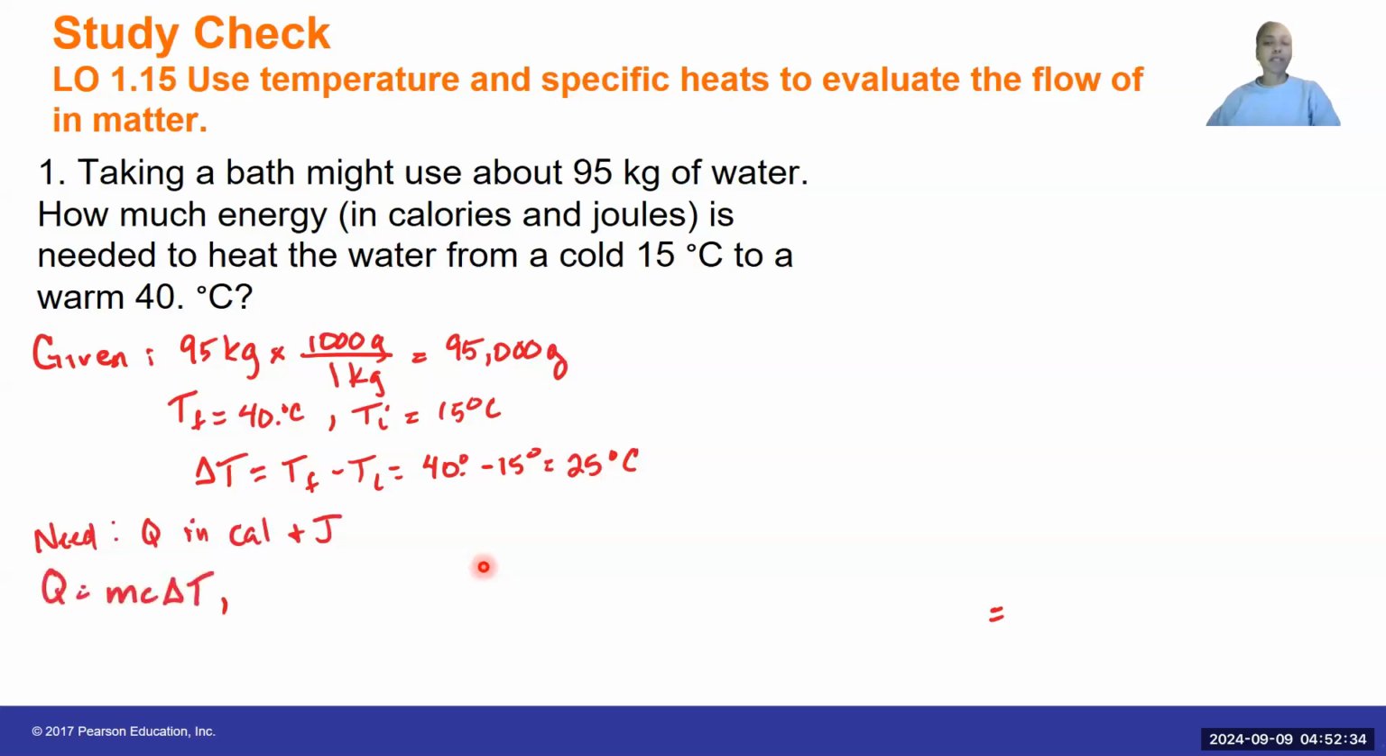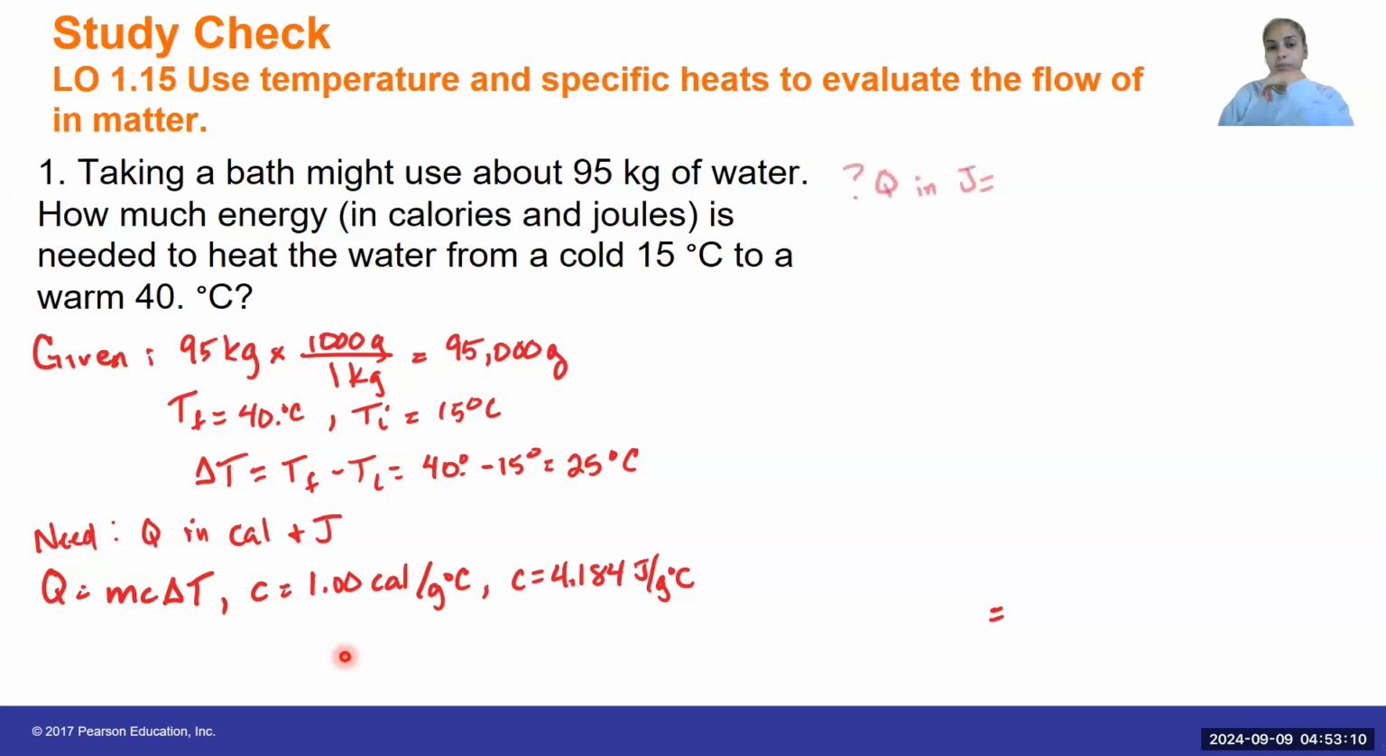So we need the amount of energy in calories and joules. Q is equal to mC delta T. Now, since we're talking about water, C is the specific heat of water, which is 1.00 calories per gram degrees Celsius. Notice that we've got Celsius, we've got grams, and we're going to find calories by using our equation here. C is also 4.184 joules per gram degrees Celsius for water. You would be given these values. You don't memorize specific heats for substances.